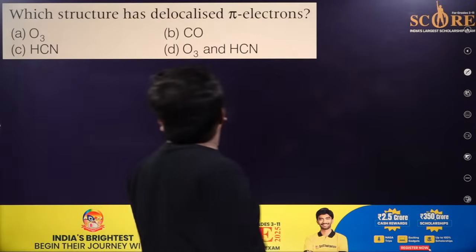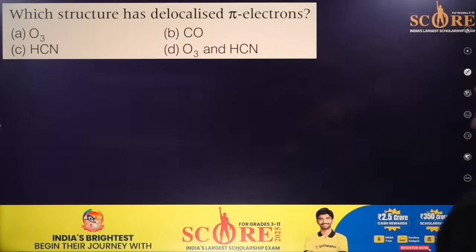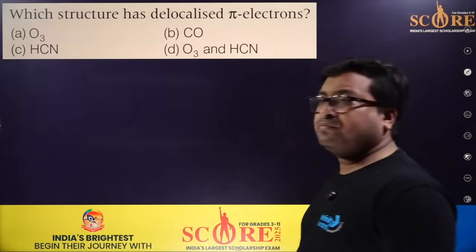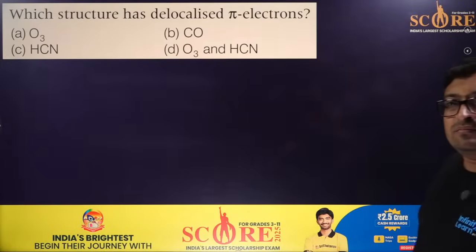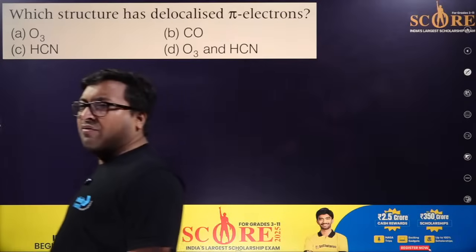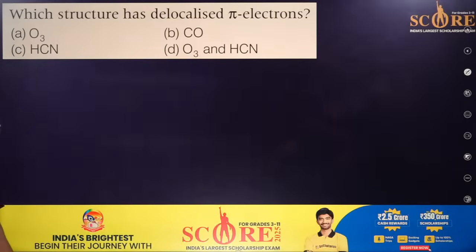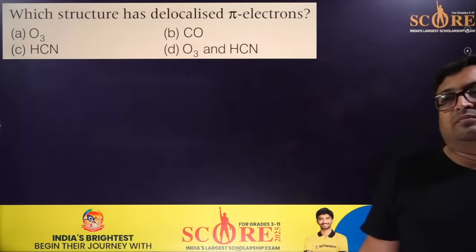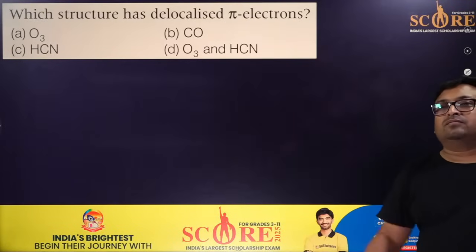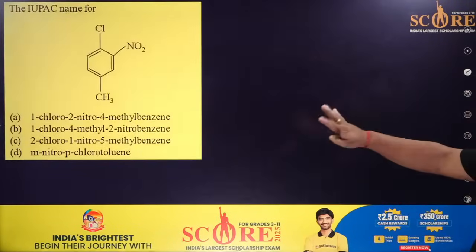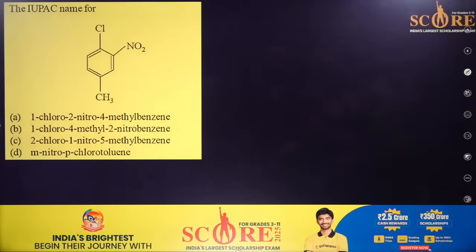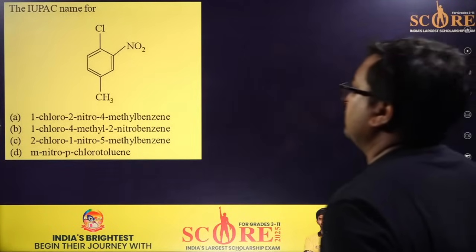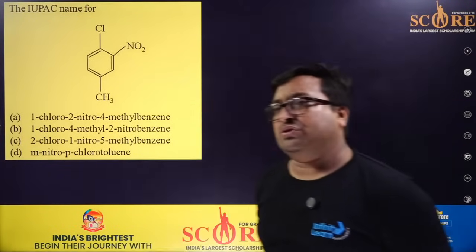Now, very simple, I think one of the easiest parts. Which structure has delocalized pi electron? I think this is the easiest part. I think we should leave this question. Please note it down. This is very, very simple. Please note down this question.